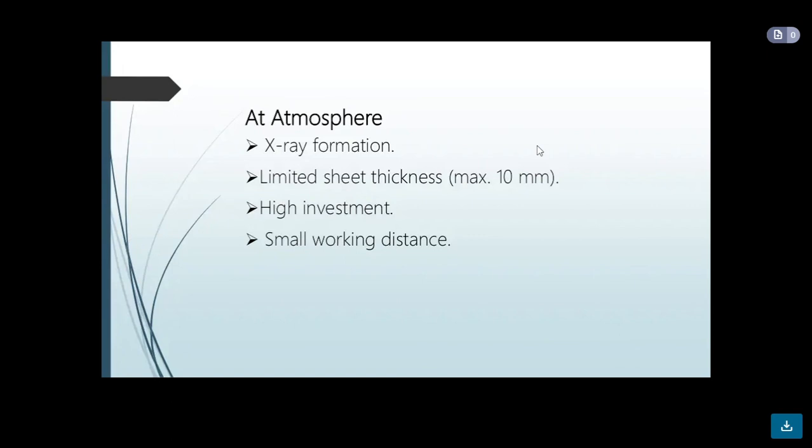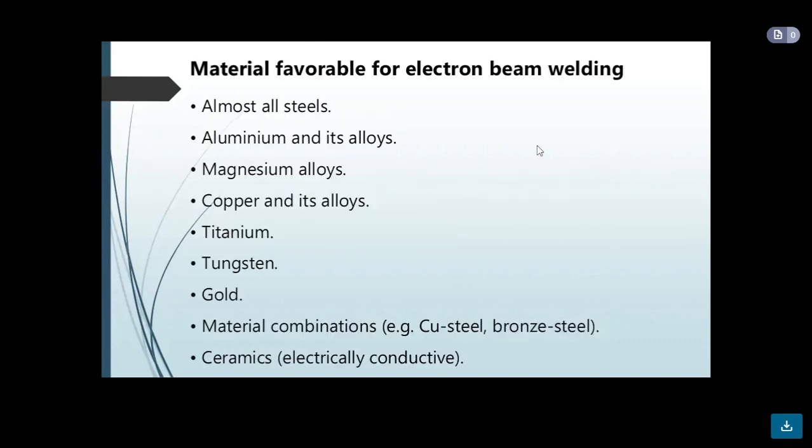And if we conduct this process in atmosphere, then what are the disadvantages? X-ray will be formed, limited steel thickness, means if we conduct this welding process in an open environment, then only base metal thickness up to 10 mm can be joined, high investment and a small working distance. So these are some disadvantages of the electron beam welding.